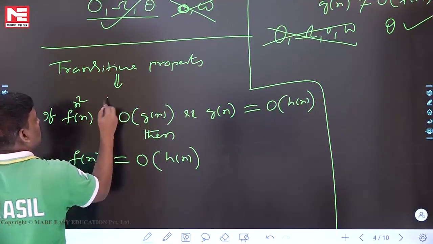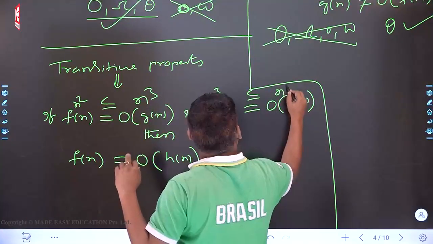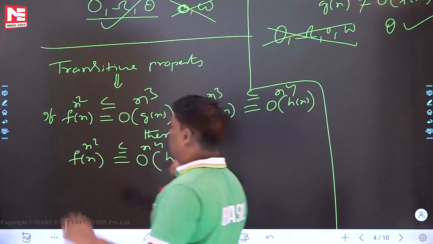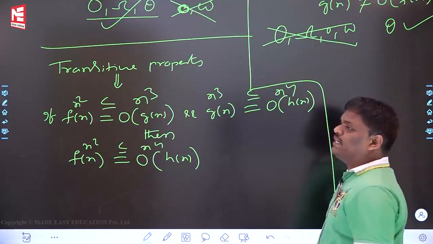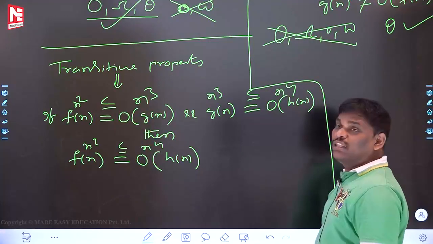n square is less than or equal to n cube. n cube is less than or equal to n power 4. Then definitely n square is less than or equal to n power 4. True. So big O is satisfied. Reverse it, omega is also satisfied. Then theta is also satisfied. Why is theta satisfied?